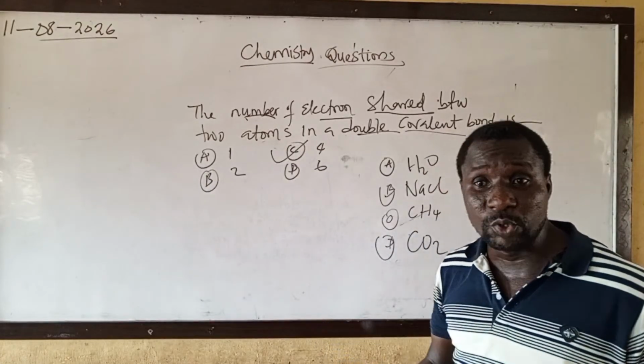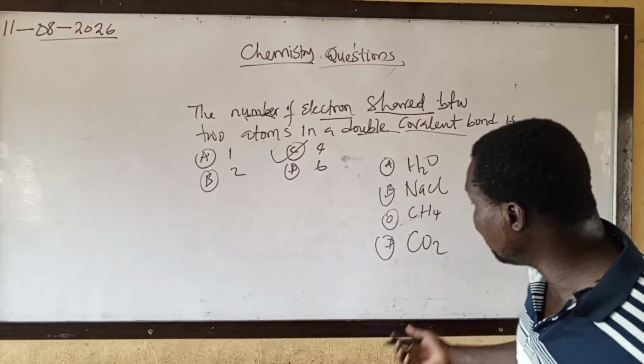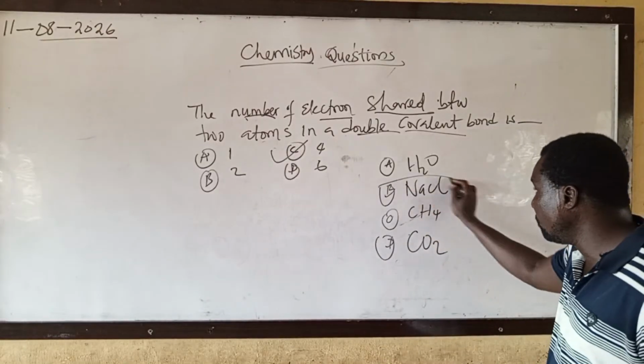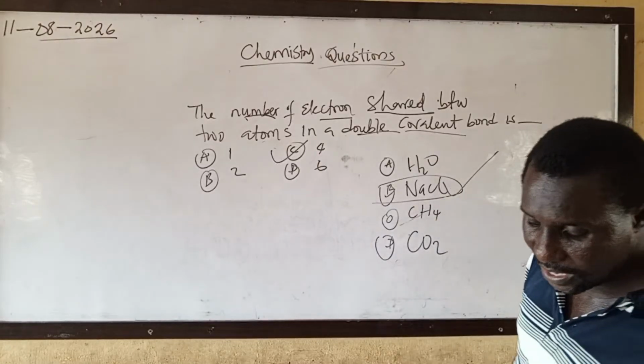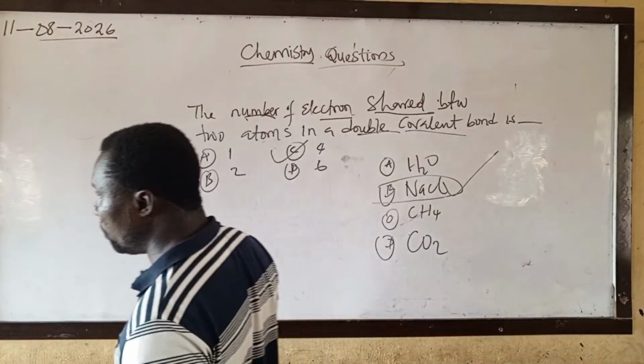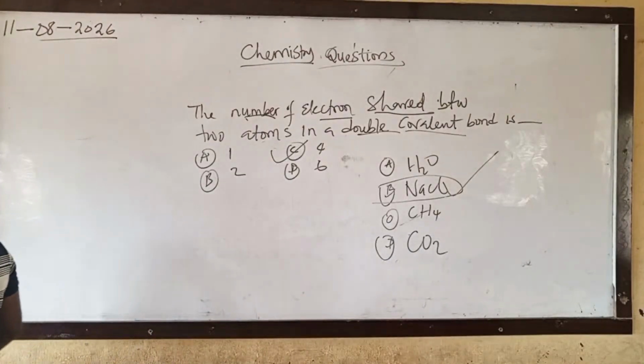Ionic bond occurs between metals and non-metals. Which one is metal and non-metal? Option B, sodium chloride. That is ionic bond. Very simple.